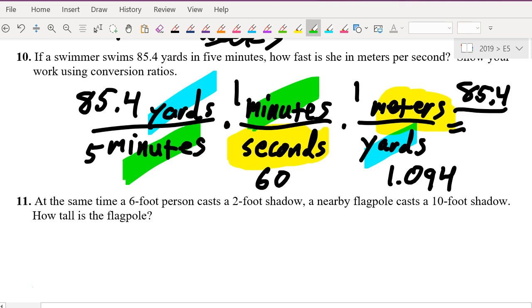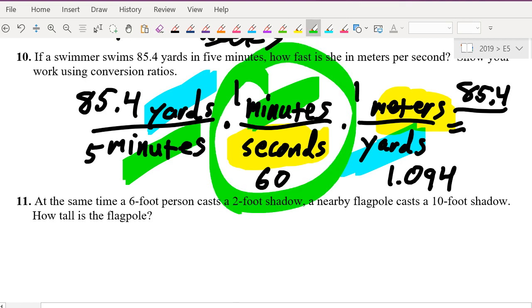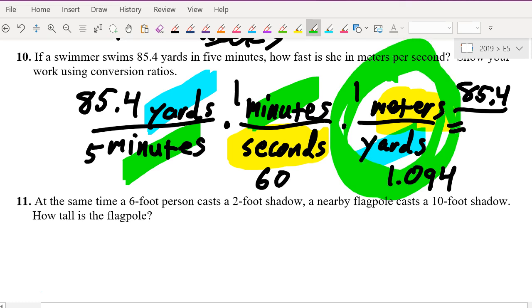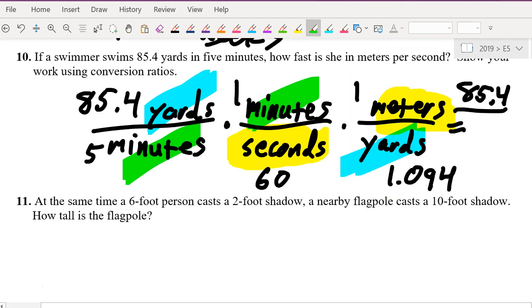So we did minutes on denominator, minutes on numerator, opposite so that they cancel, right? Then we've got yards in the numerator here, so that means yards must go in the denominator. And we have to have these matching: time over time, so that it's a conversion ratio, and length over length, which is a conversion ratio. Any questions about how we set this up?